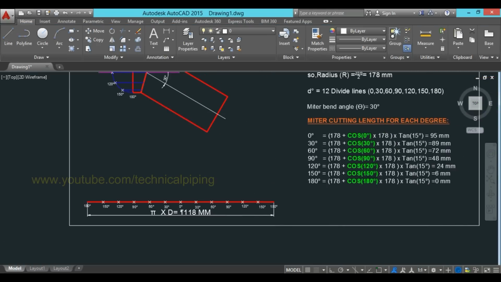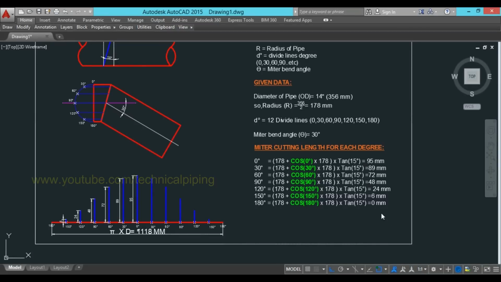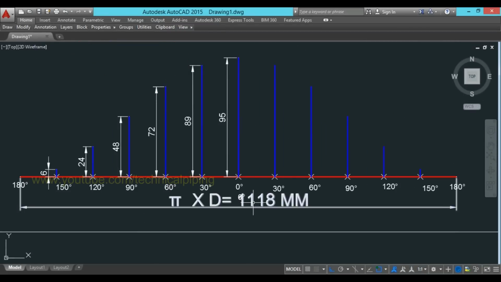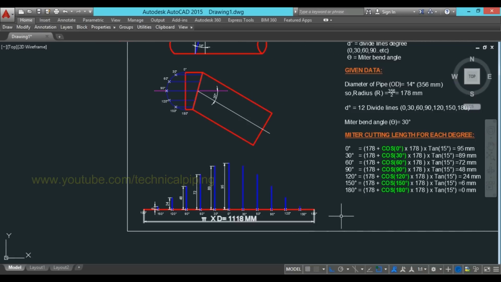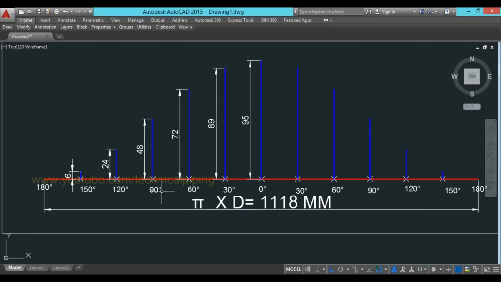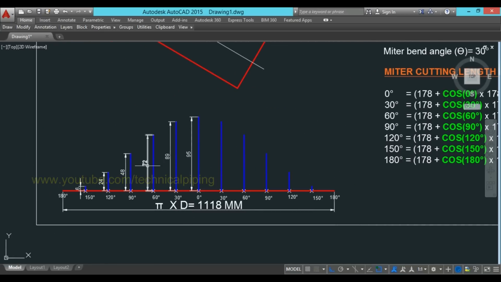Mark all the degree cutting lengths by using a measuring tape. See, now I have marked all the cutting lengths for the respective degrees. Join all the end points. Finally, you will get the 15 degree miter cut pipe profile.